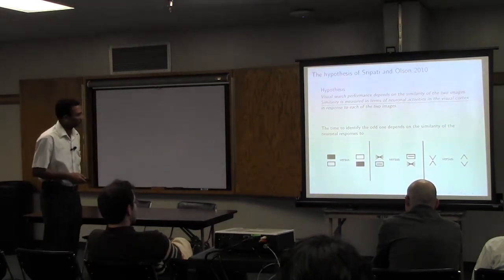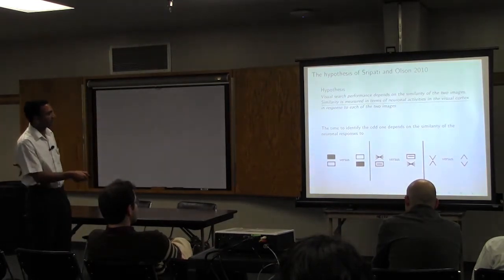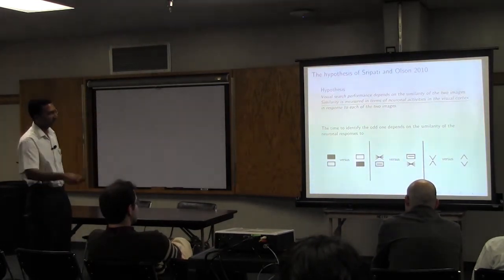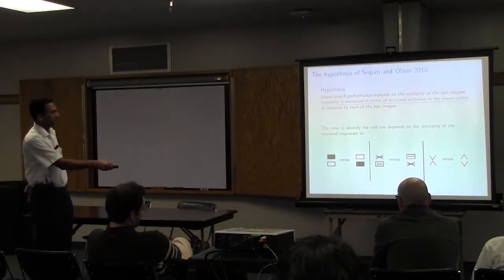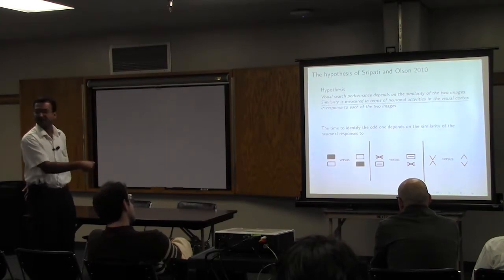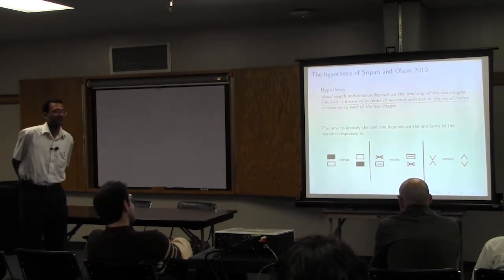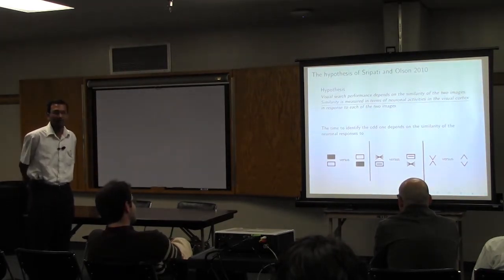Okay, so let's go a little further. The time to identify the odd one depends on the similarity of the neuronal responses to either this or to this versus this, and so on. But where are we going to get the neuronal responses from?